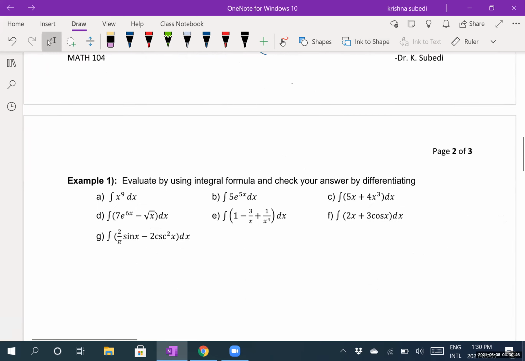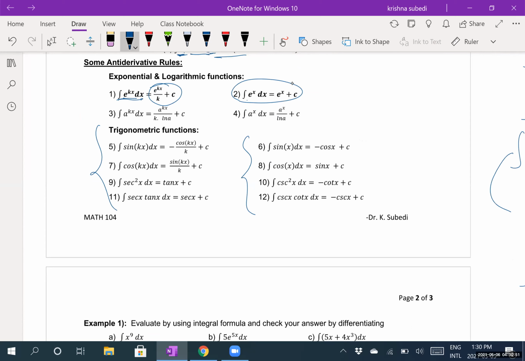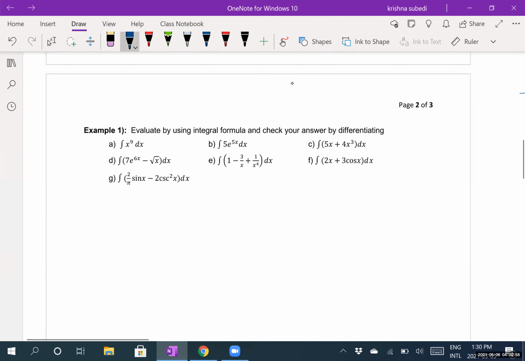Okay, now let's try. We have a bunch of formulas. I believe this handout is already provided in Canvas, so you can download it, and you have all these formulas at your disposal. So let's try example 1 using those formulas. Part A. I believe everybody can give me the answer for this. It will be x power 9 plus 1, using the power rule, over 9 plus 1. So that's going to be plus c.